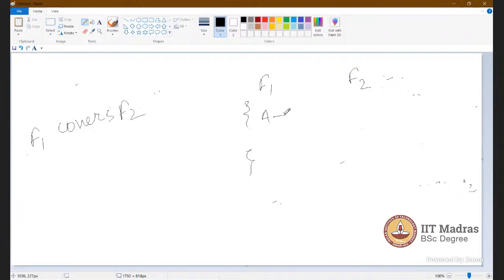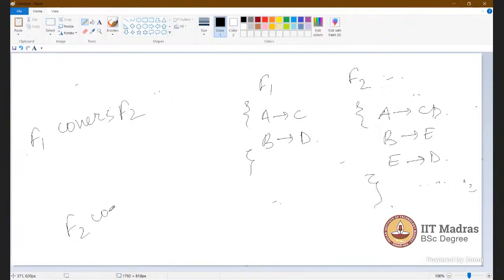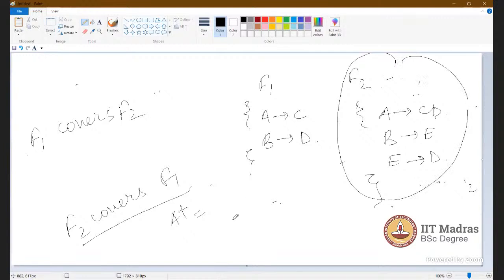Okay, let me write some functional dependencies. F1: A to C and B to D. And F2: A to CD and B to D. Can we say that F2 covers F1? So how to calculate that? Sir, for that we will calculate the closure of A and check. And using this, we try to find the closure of A.